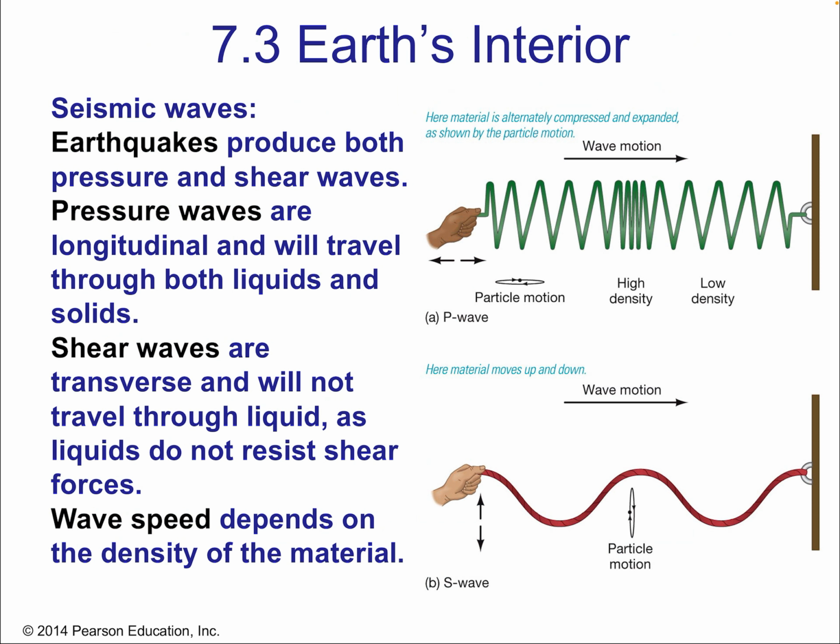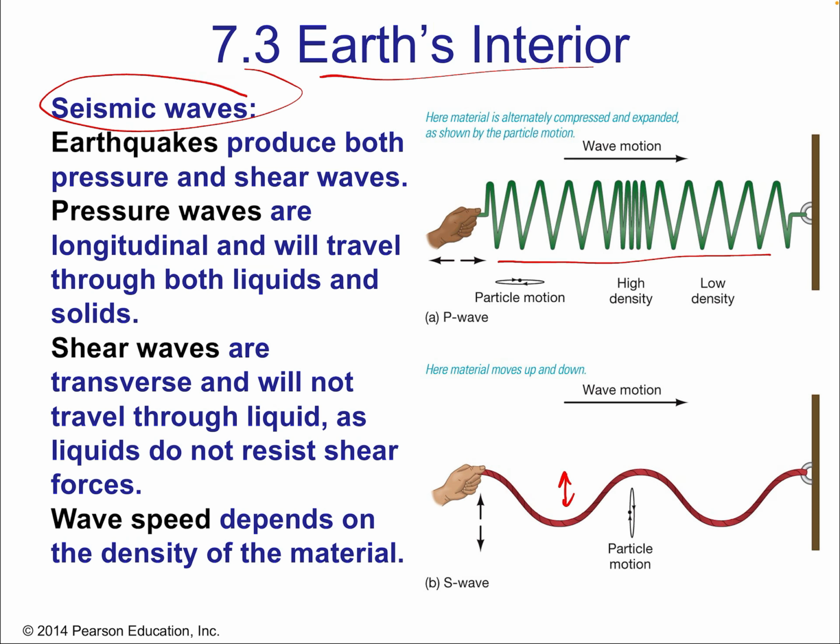Let's move on to what's going on inside of the planet. Well, seismic waves. All right, well, those are earthquakes. Okay, earthquakes produce both pressure and shear waves. This is an example of a pressure wave. This is like a slinky, and a shear wave is a wave that goes up and down, also known as a transverse wave. So earthquakes make both types of waves.